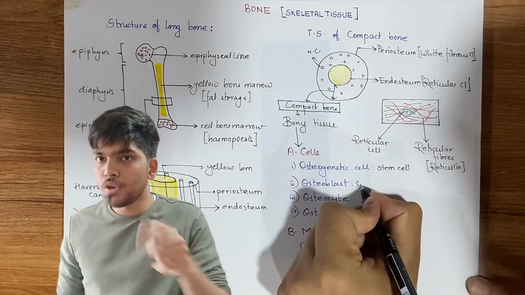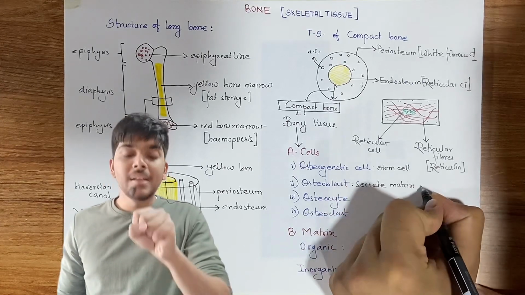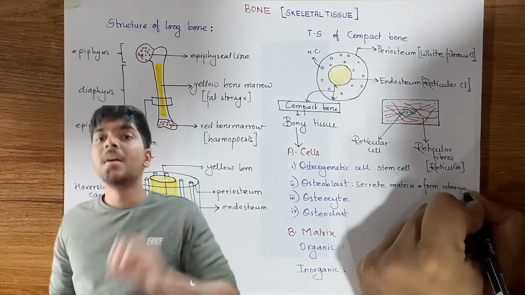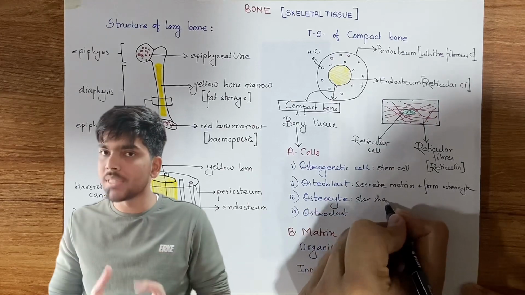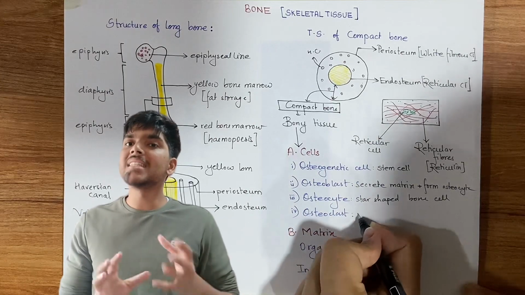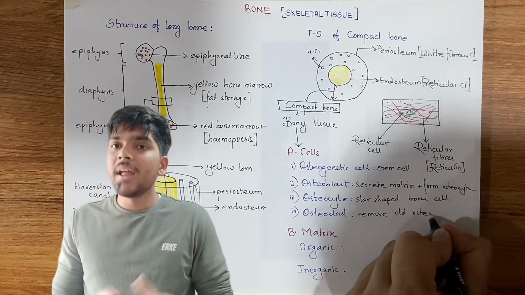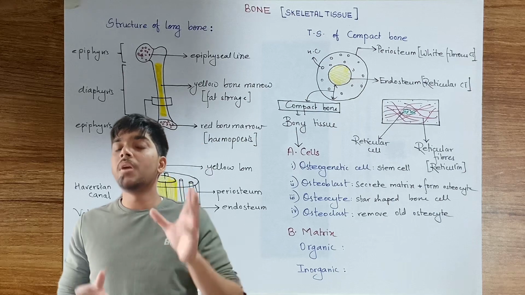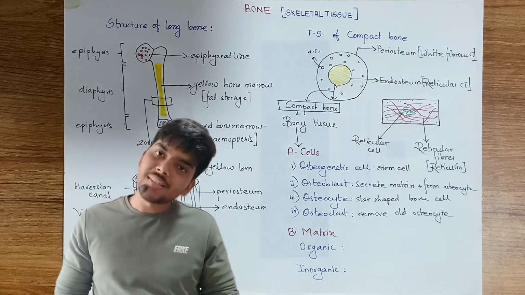Number two, osteoblast, the bone blast precursor cell. Osteoblast cells come off, secrete matrix around them, and form osteocyte or the bone cell. Number three, osteocyte, which are your bone cells or star-shaped bone cells. And number four, osteoclast, bone clast, eating. That means these are your bone-eating cells. Once the osteocyte gets old, it needs to be replaced by newer osteocytes, which are formed by osteoblast. So in order to destroy or eat up the old osteocytes, there are osteoclasts.